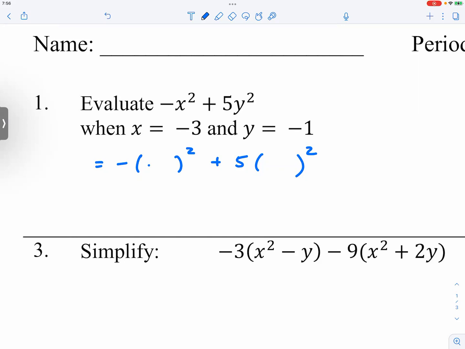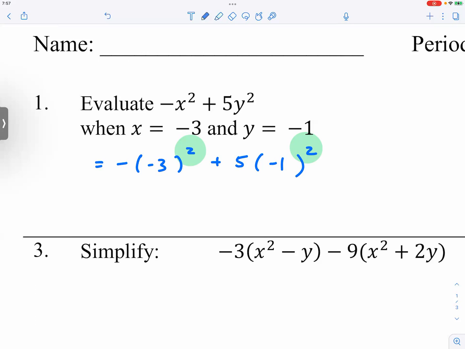All right, and then you substitute what the x and y are respectively. So x is -3, and then y is -1. Now, this is where we want to see if you understand the notation. The notation is that something is squared. What is squared? Just the -3. Okay, just the -3 is being squared. What is squared on the other side? Just the -1. All right.